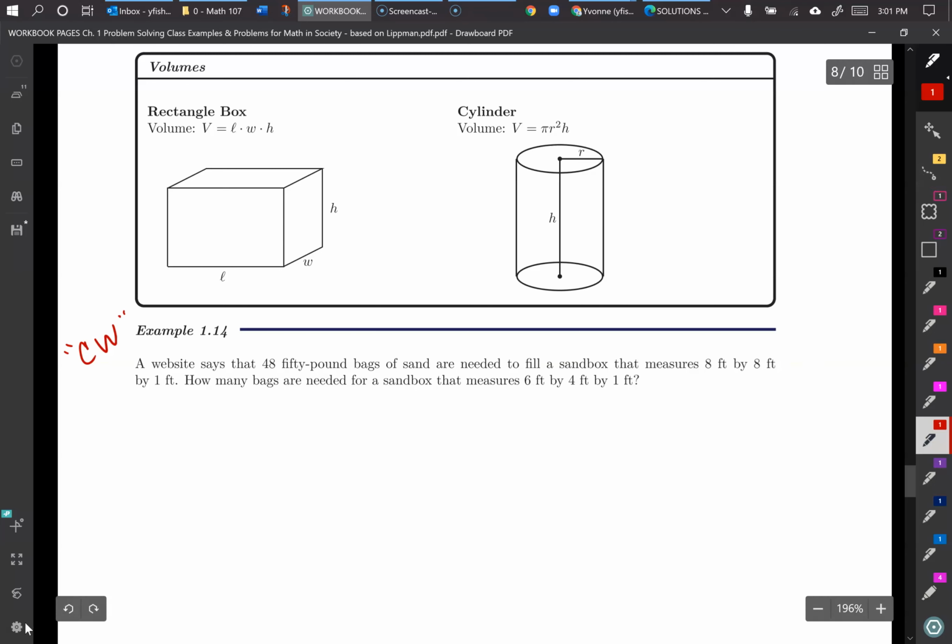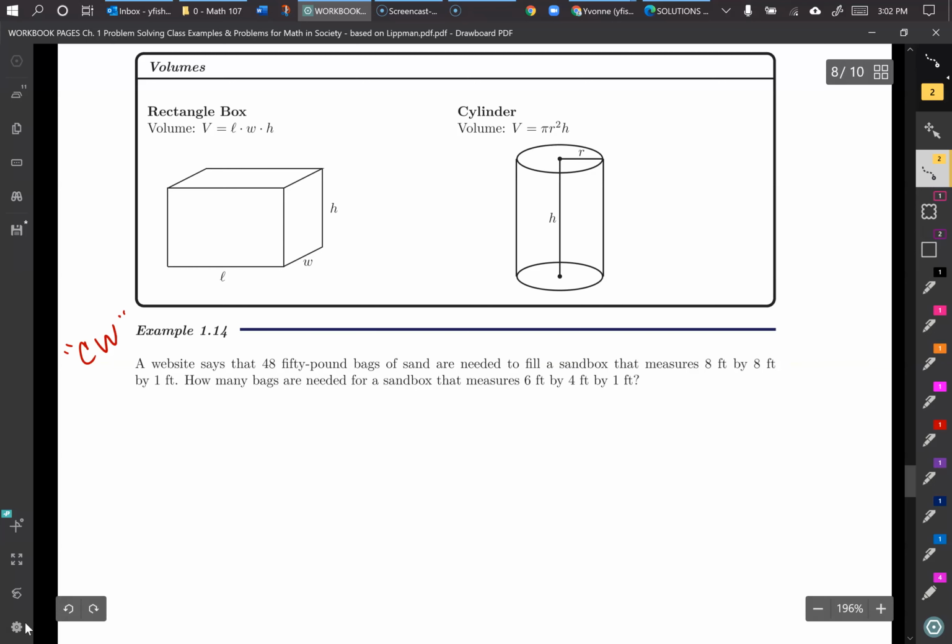If you want to pause now before I give you the hints, go ahead and do that. Okay, we have a website that says that 48 50-pound bags of sand are needed to fill a sandbox that measures 8 feet by 8 feet by 1 foot. So we have the height there. How many bags are needed for a sandbox that measures 6 by 4 by 1, all in feet? So again, the clue is here, we need to compare the volumes. We can't just take the individual measures.